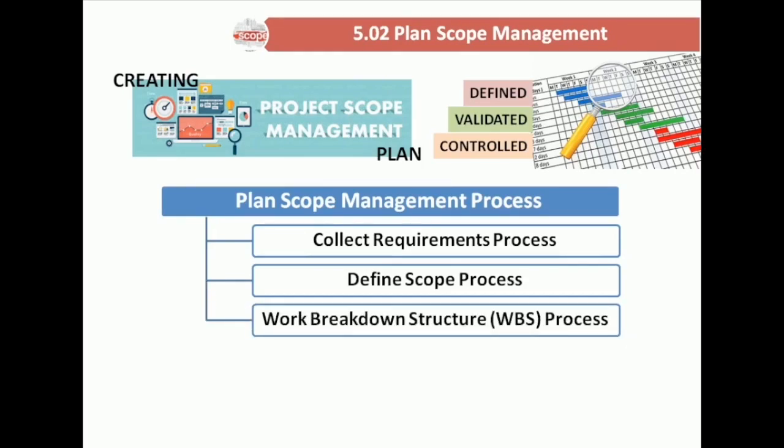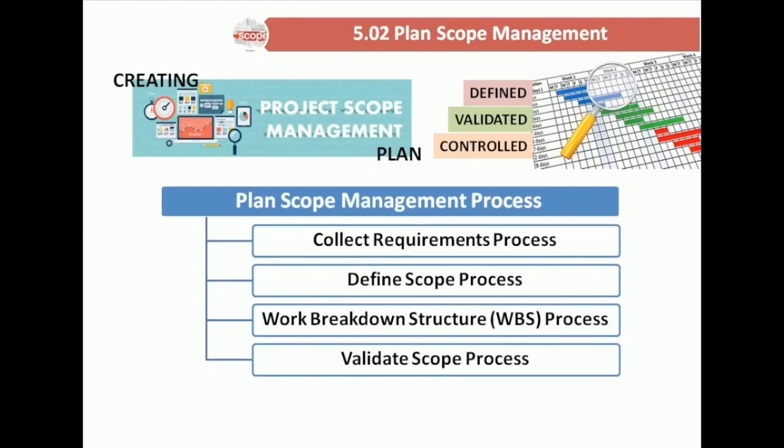Work breakdown structure process. The work breakdown structure process is a method that breaks a project into a hierarchy of deliverables, tasks and subtasks. It's a helpful tool that defines a detailed cost or time estimate and provides guidance for schedule development and control.